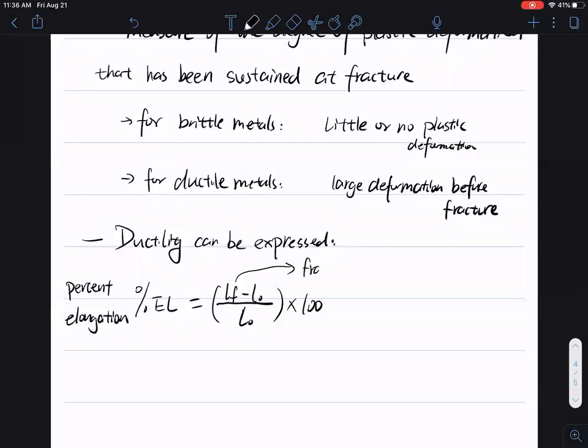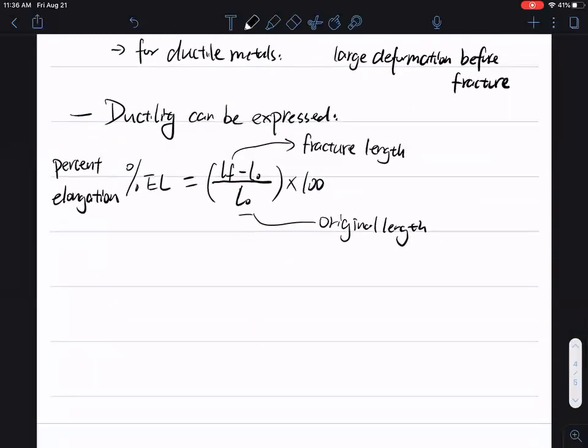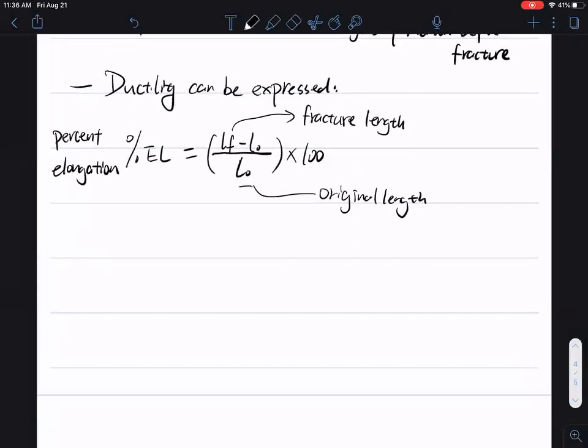This is the fracture length. And this is original length. That's one way to define what is ductility of a material, by measuring its length before the test and after the test when it breaks. Another way to measure ductility is by using percent reduction in area.